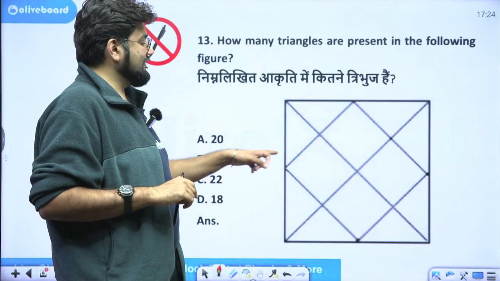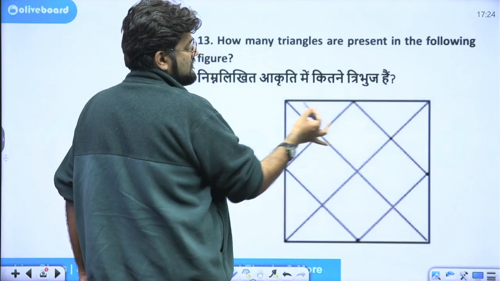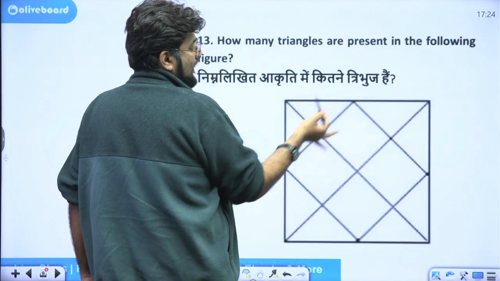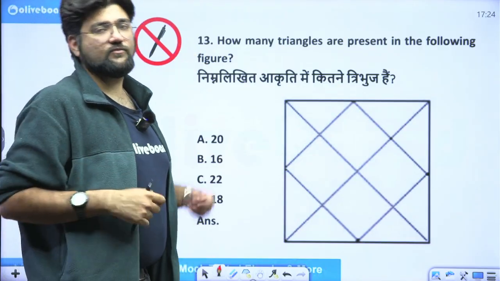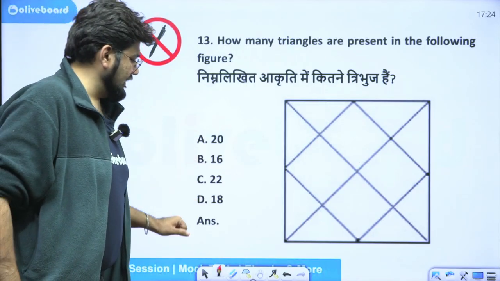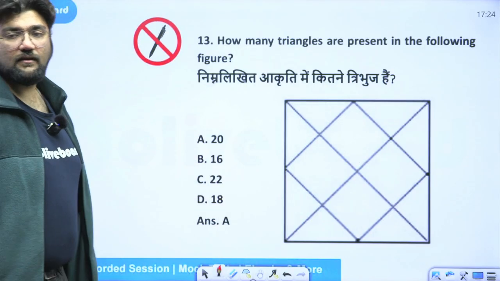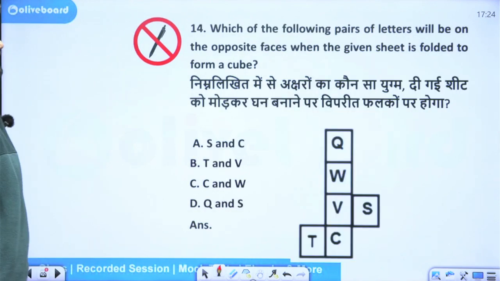Now, if you look at these lines from the inner square, you can see that this set here has 3 triangles. 1, 2, 3. 1, 2, 3, 4. 4 such sets. So 12 more triangles. We had 8 already. We have 12 more. 20 is the final answer. There is nothing else after this. Option A is the absolute correct answer. Okay. Just by observation. That's it.